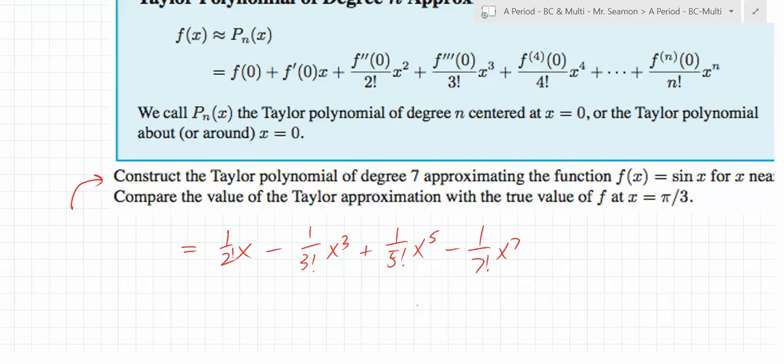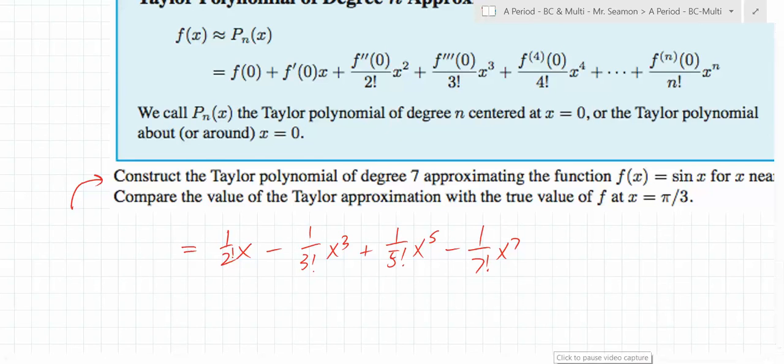It's around pi over 3. No. Hold on. That's not what it's asking you, James. It's saying compare the value of the Taylor polynomial with the true value. You're then using this to approximate. It's not saying around pi over 3. It's saying use this to estimate. So this right here is an estimation of sine of x around 0. You could then use it to try to estimate the value of sine of pi over 3 without using the sine function. That's what it's asking you to do.